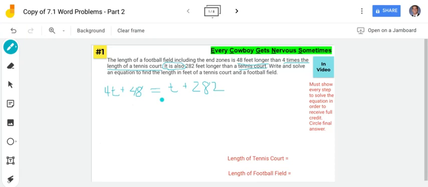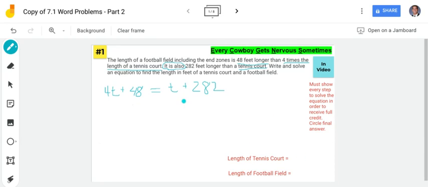And what is T going to tell us? T is going to tell us the length of the tennis court. And once we know T, we can plug T into this equation, either the left side or the right side, and then we can find the length of the football field. So let's first solve the equation for T so that we know the length of the tennis court.